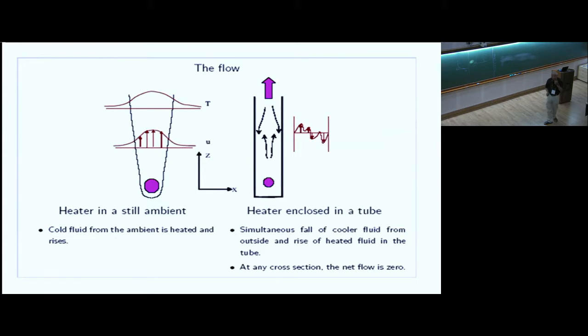And to understand what this flow looks like, a very simple example would be if you place a heater in the ambient, you'll get a plume like this. Now if you place the same heater in a tube which is closed at the bottom, the hot air would rise, but unlike here where the cold air can come from the sides, here the cold air has to come from the top. So basically you get a situation where you have rising warm air and falling cold air simultaneously, and the volume flow rate across this cross section has to be 0.